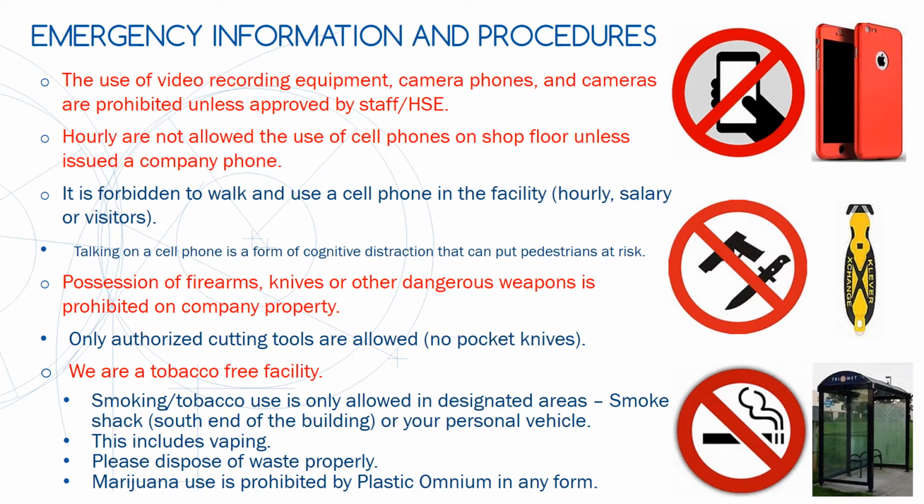Possession of firearms, knives, or other dangerous weapons is prohibited on company property. Only authorized cutting tools are allowed. No pocket knives. We are a tobacco-free facility. Smoking and the use of tobacco is only allowed in designated areas: the smoke shack, which is on the south end of the building, or your personal vehicle. This includes vaping. Please dispose of waste properly. Marijuana use is prohibited by Plastic Omnium in any form.